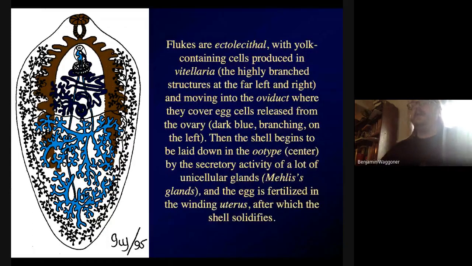The female reproductive parts are shaded here in very dark blue. On the sides, you can see that very highly branched, almost looking like shrubbery. That's vitellaria. Those are the structures that produce yolk. Those are on the left side and the right side, and you can see the little ducts connecting the vitellaria to a common point right about the center of the organism.